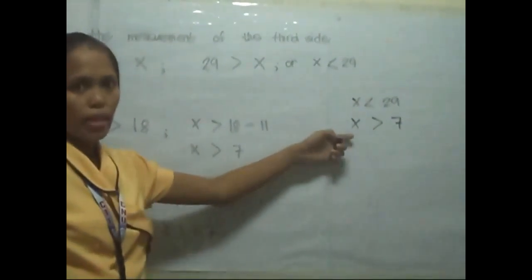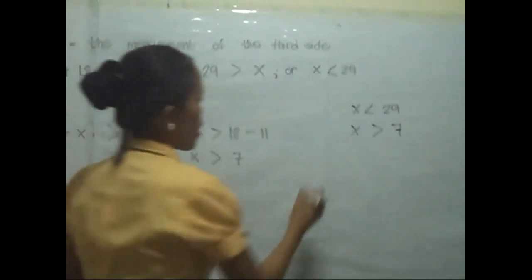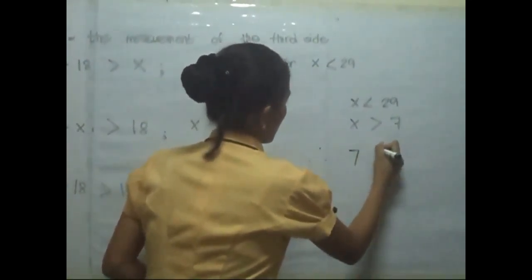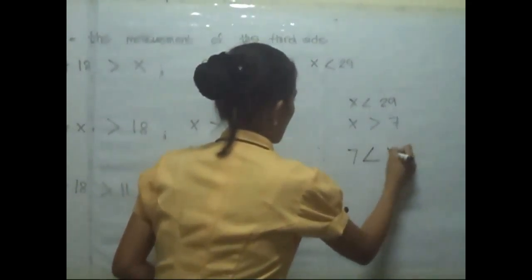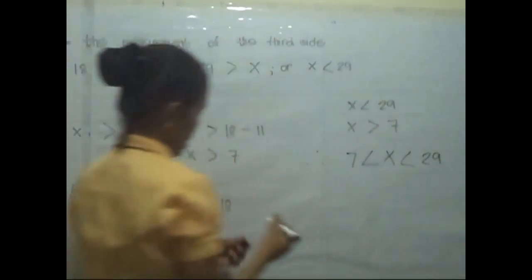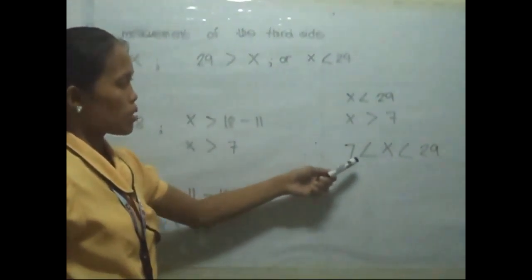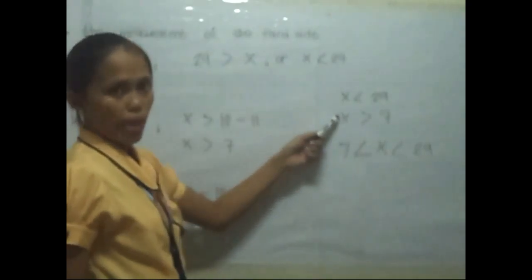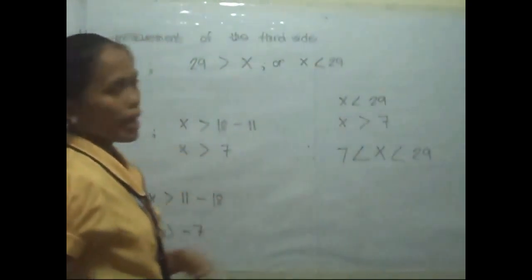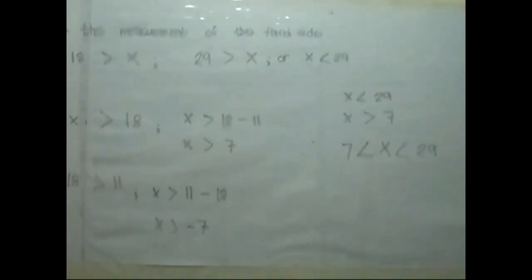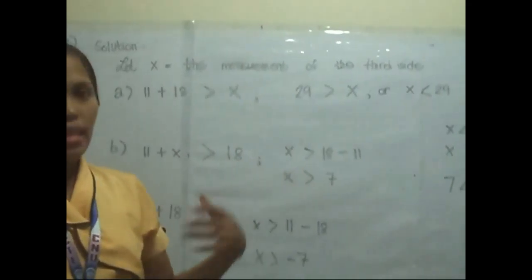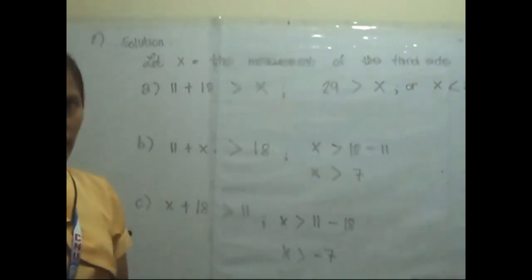So we can combine these inequalities. We have 7 here, that is x must be greater than 7. So we have this, and x must be less than 29. So we have this also. So the measurement of the third side must be greater than 7 but less than 29.